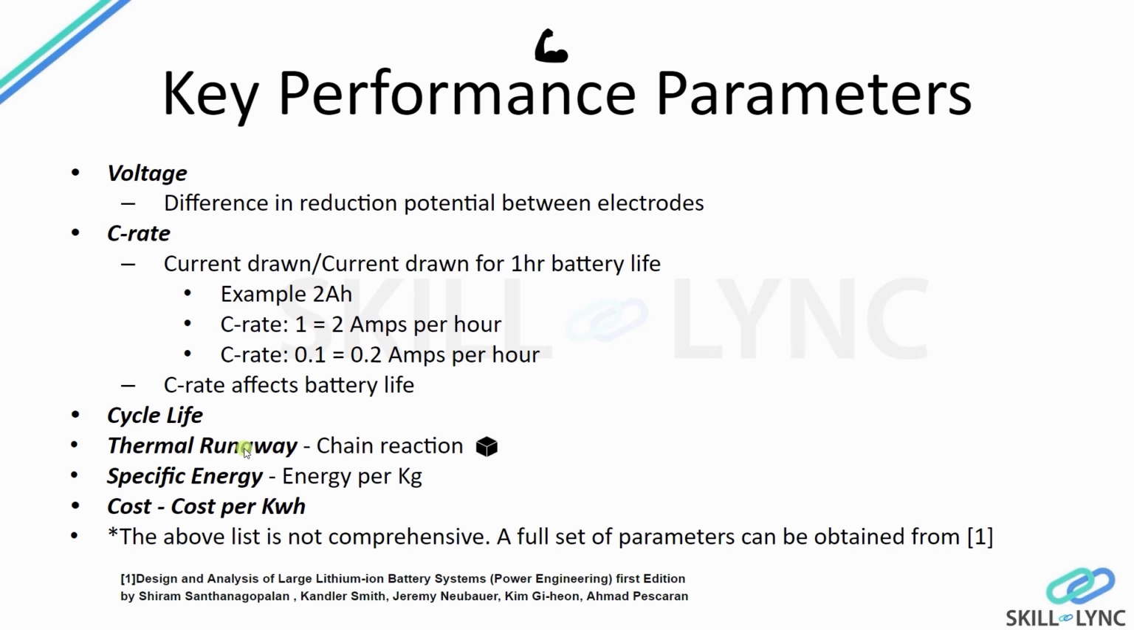The next key performance parameter is thermal runaway. As I discussed before, it's essentially a chain reaction which leads to spontaneous heat generation, which increases the temperature of the battery by a really large amount. It can go as high as 300 degrees Celsius for certain lithium ion chemistries. You can read more about that in this particular reference. The other parameter is specific energy, which is energy per kg. This is again a very important parameter, and this is directly related to the difference in reduction potential between the electrodes.